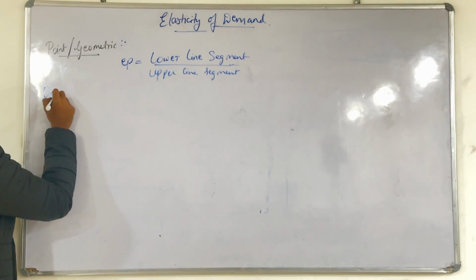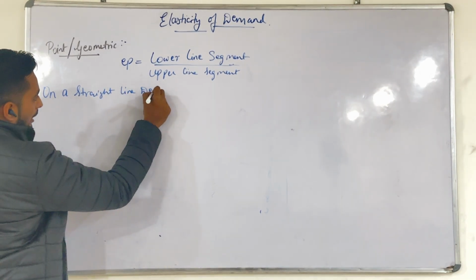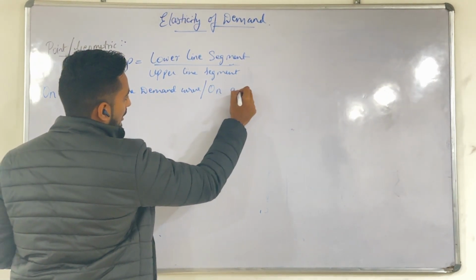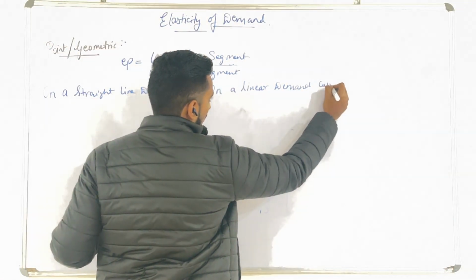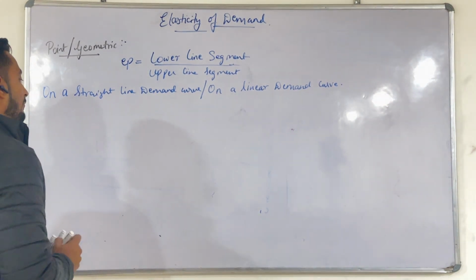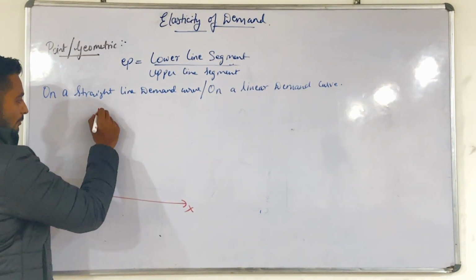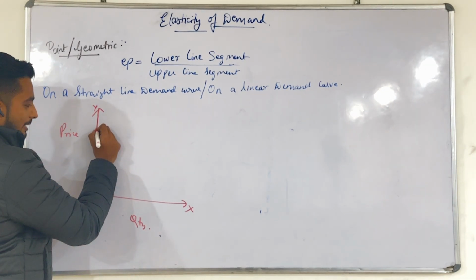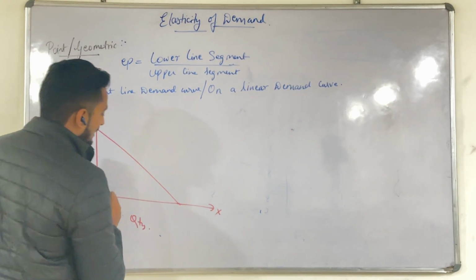Now, in this case, the first case will be on a straight line demand curve, or a linear demand curve. First, we have to draw a straight line demand curve. X is the origin, Y is price, and the other axis is quantity. A straight line demand curve is downward sloping. Now, what will be the price elasticity?